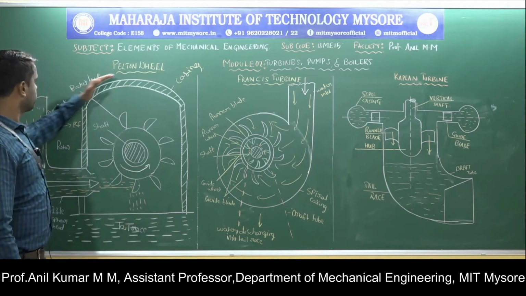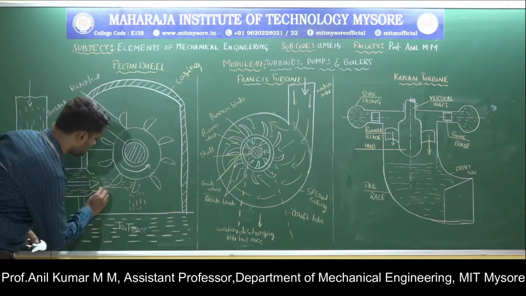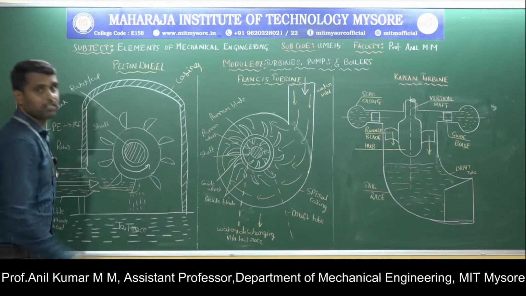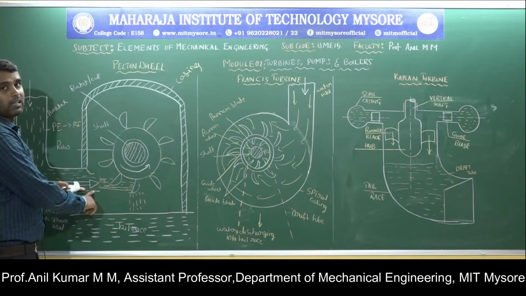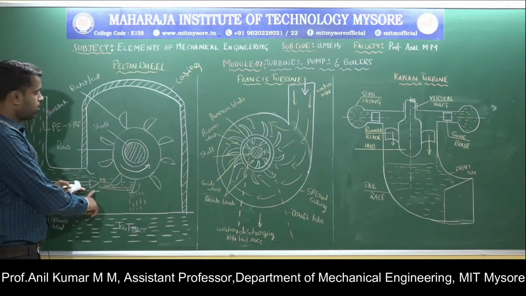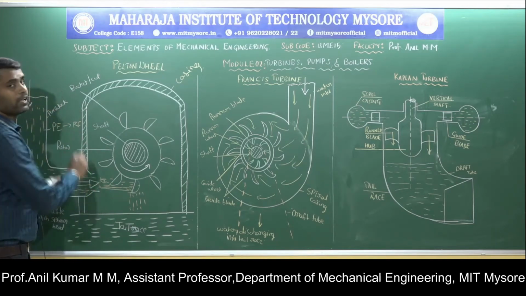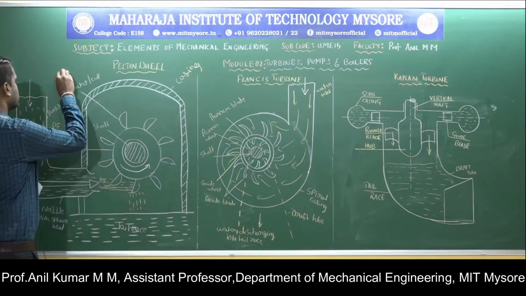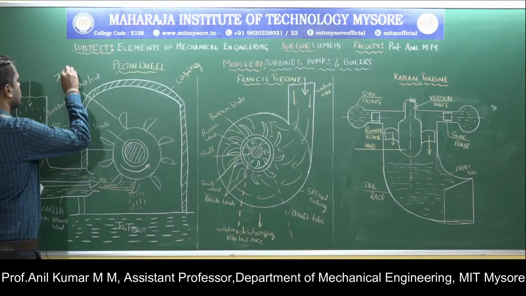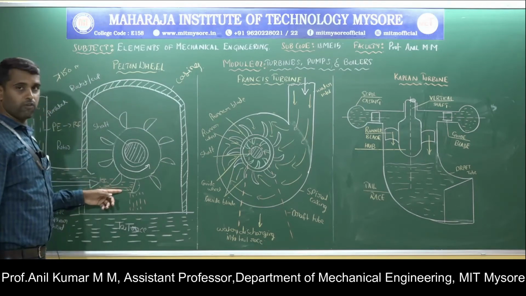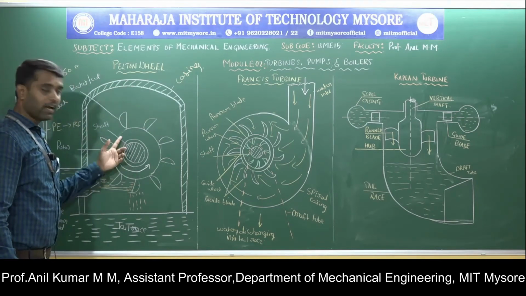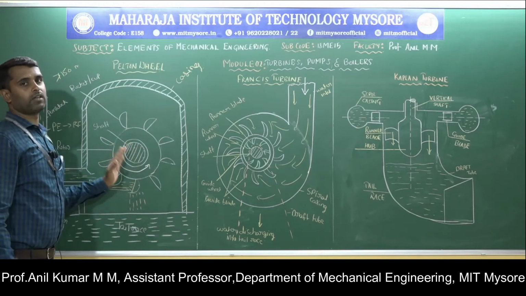So the Pelton wheel is a tangential flow turbine. The water strikes the runner blades in the tangential direction, and the kinetic energy is available at the inlet of the turbine. It is a high head turbine. The head available at the inlet is greater than 150 meters. So the Pelton wheel is a tangential flow, high head impulse water turbine.